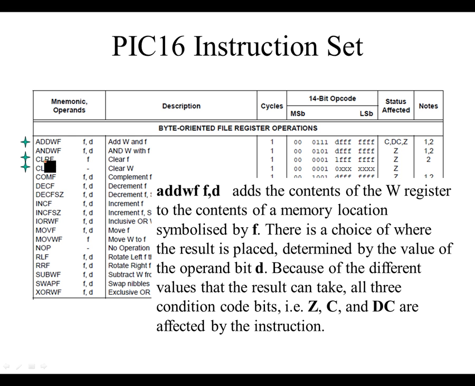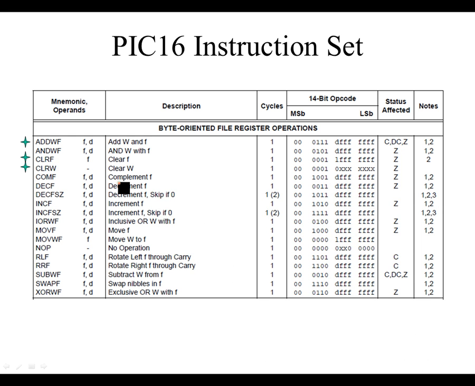Now let's look at our next one. Clear F, CLRF. Okay, so the operand is F. You have to give the location of the file register. What this is going to do is clear a file register. So you just have to type CLRF, and then give the address location of the file you want to clear. Remember, the file register is just a list of registers that have data in it.